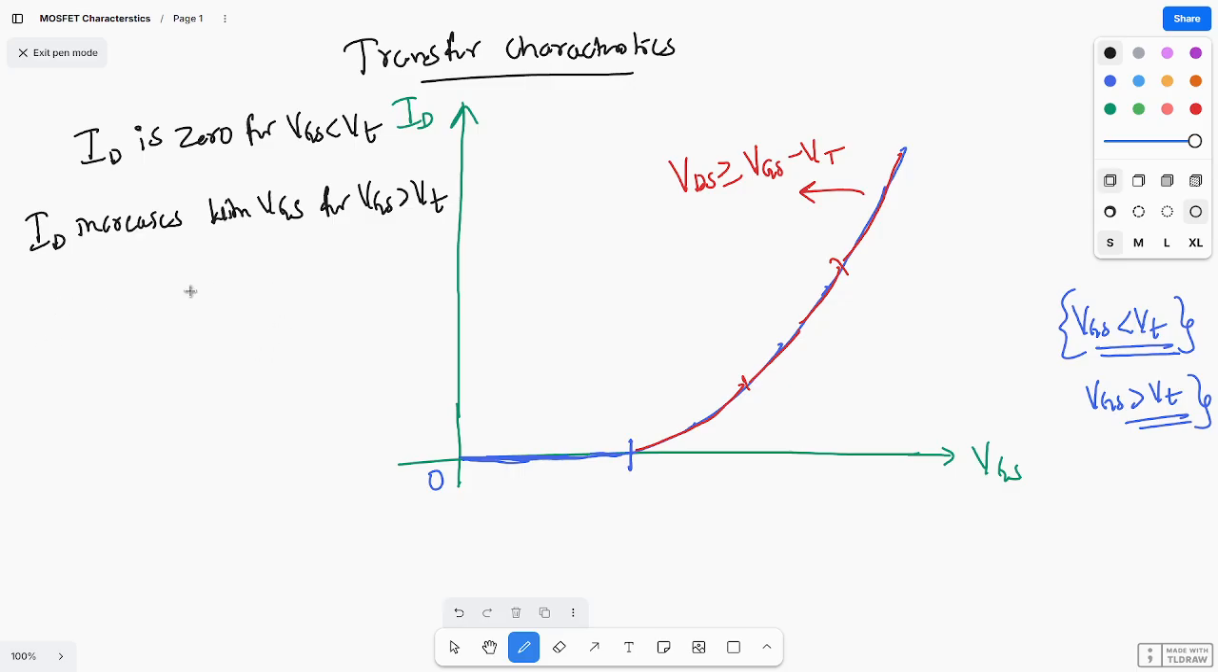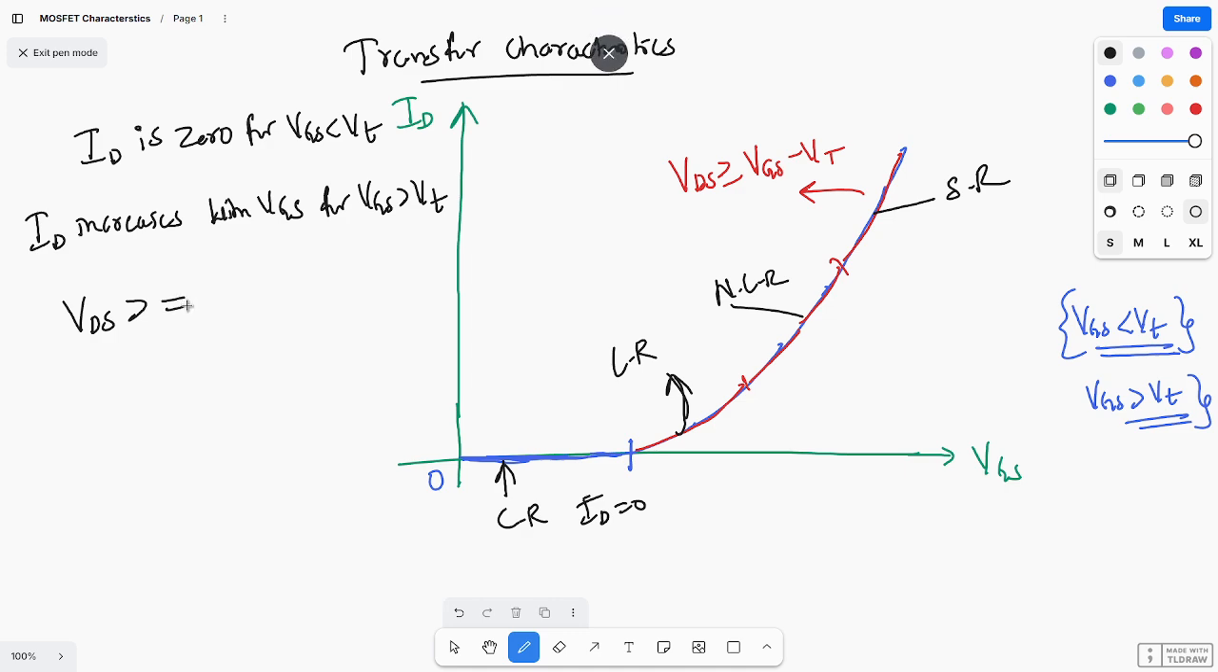So this is the cutoff region, where there is no drain current, ID equal to 0. Here you can say this is the linear region and this is the non-linear region, and next this one you can consider as the saturation region. Linear region means the channel is uniform, as I already showed, and here the channel is non-uniform, the rate at which drain current increases decreases, and here the drain current becomes constant. When it is coming to saturation, VDS is greater than or equal to VGS minus VT.